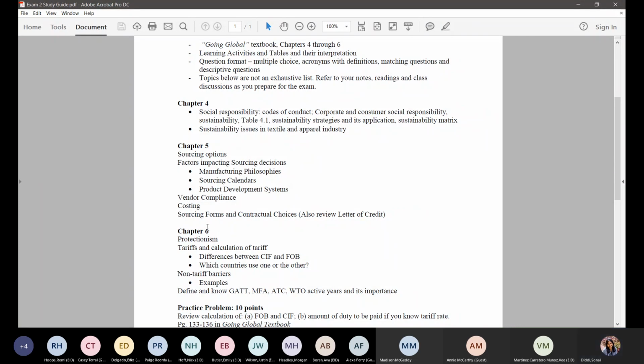But on page 144, you have GATT, multi-fiber arrangement, World Trade Organization, and ADC. Please review the years which they were active, what were the main points of each of these trade evolution, if you may. And on page number 145, you have definitions of swing, carryover, carry forward. Make sure you're looking at that as well.